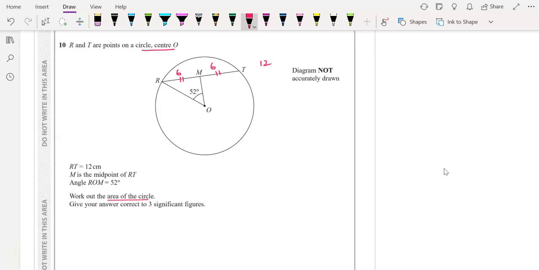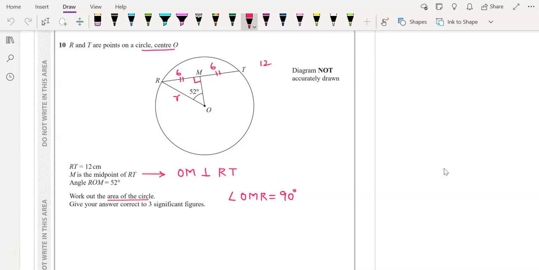Now to find the area of the circle, we need to work out the radius. So I need to find the value of R. Since M is the midpoint, it means OM is bisecting RT. So OM will also be perpendicular to RT. That is, angle OMR is 90 degrees. So triangle OMR will be a right triangle.